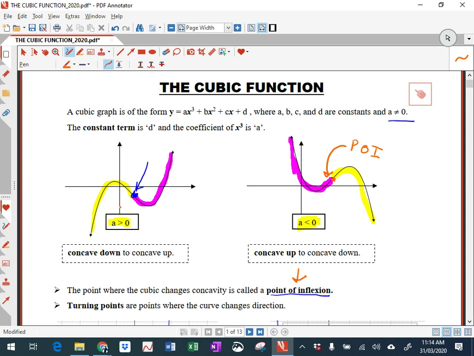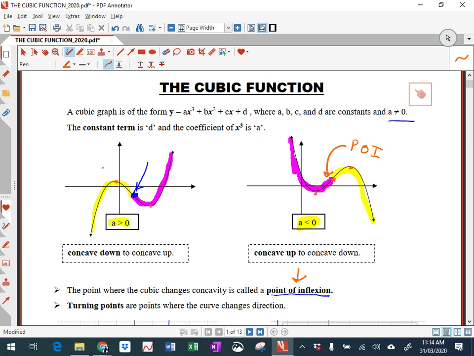Okay. Now, what about turning points? Obviously, with the cubic, sometimes you do have turning points. Sometimes you don't. But in this particular case, you do. Here are the turning points there and there, and here is a turning point here and here.